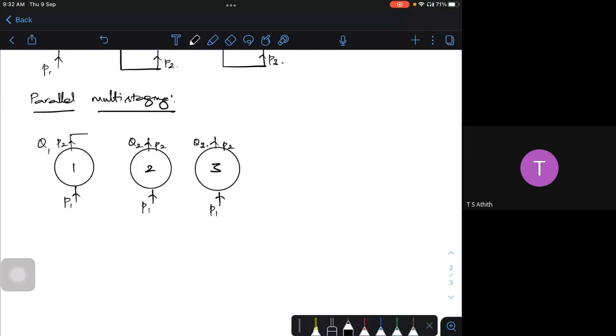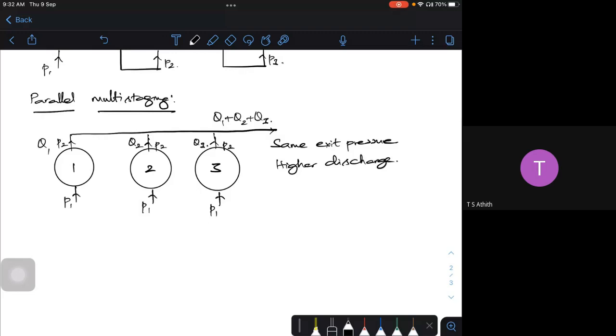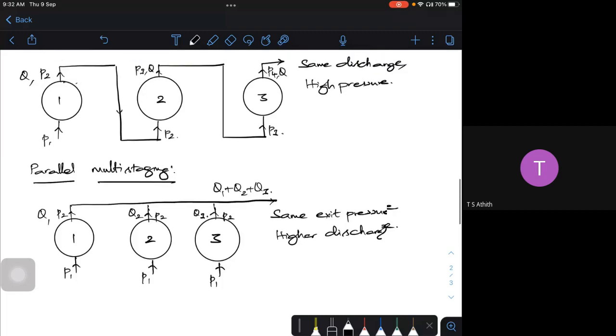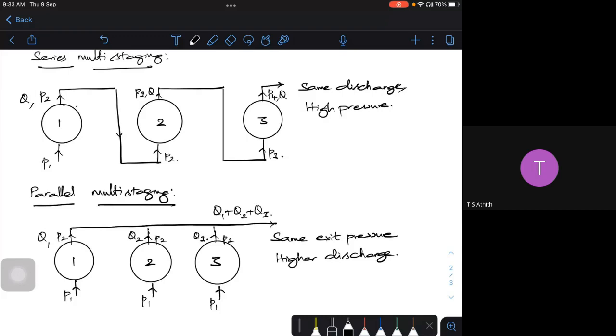But I am going to connect them to one particular manifold. That means what will happen here? Q1 plus Q2 plus Q3. If Q1, Q2 and Q3 are the same, then I'm going to get 3 times the discharge. So if I have the same exit pressure and I want higher discharge, I will go with the parallel multi-stage. So series arrangement and parallel arrangement are the two arrangements we come across in the case of centrifugal compressors.